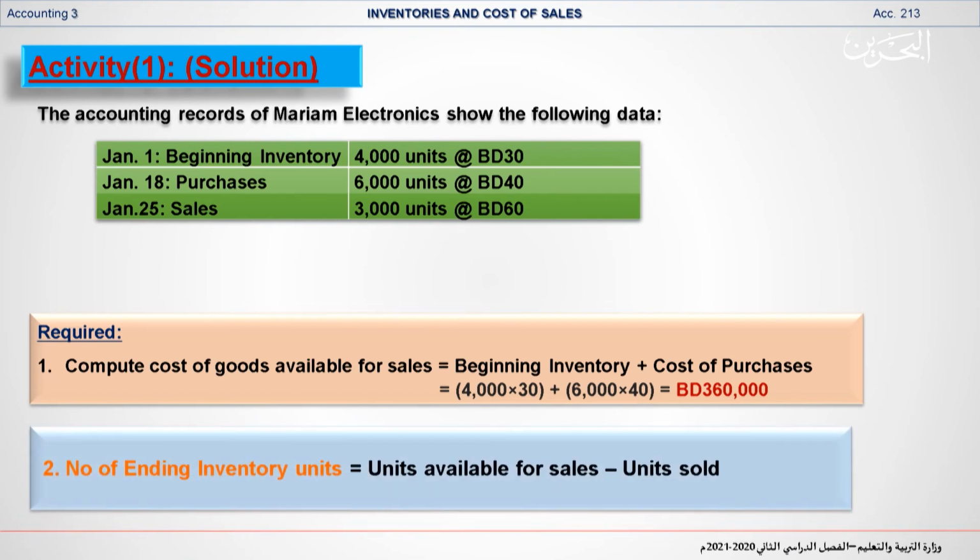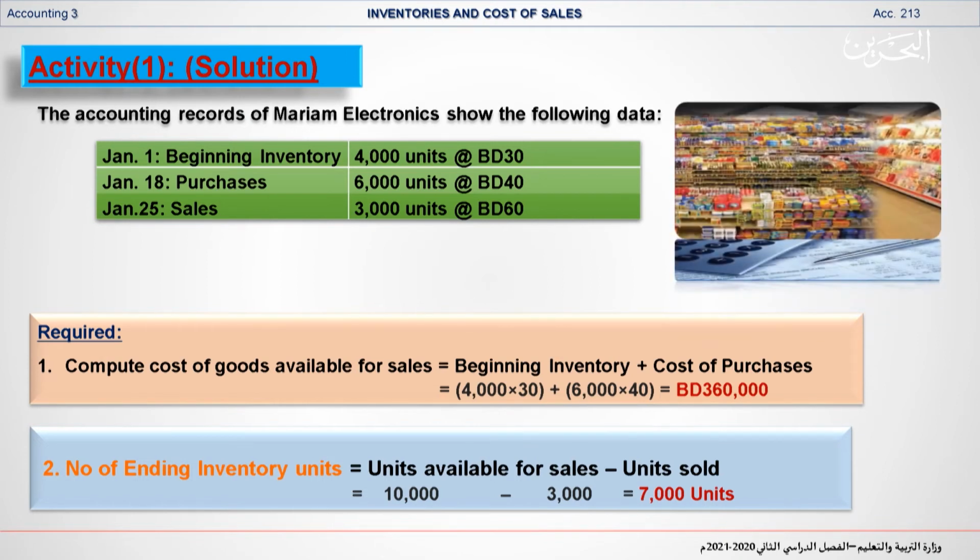In the second requirement, you need to calculate the number of ending inventory units, which equals units available for sales minus units sold. The units available for sale are equal to 4,000 plus 6,000, which equals 10,000 units, minus the number of units sold of 3,000 units, and the answer is 7,000 units in ending inventory.